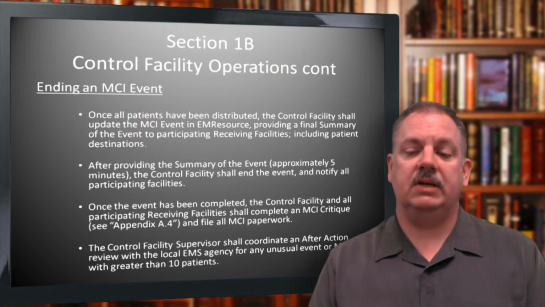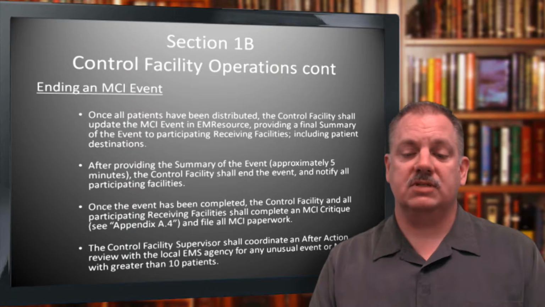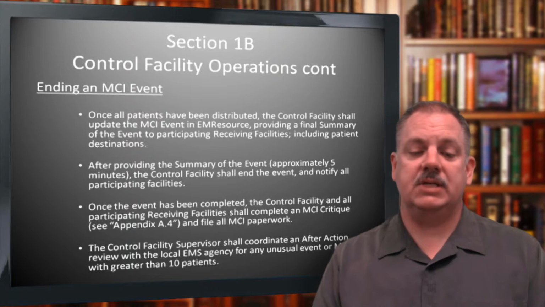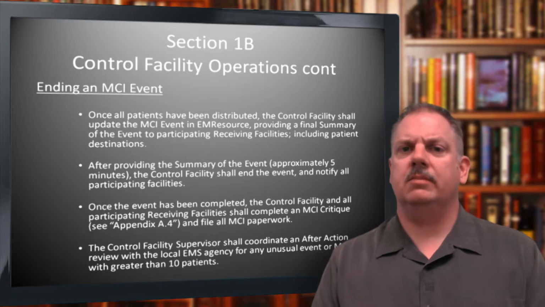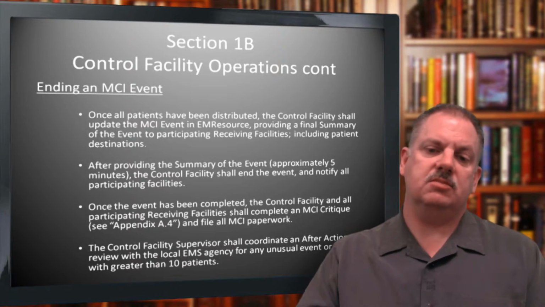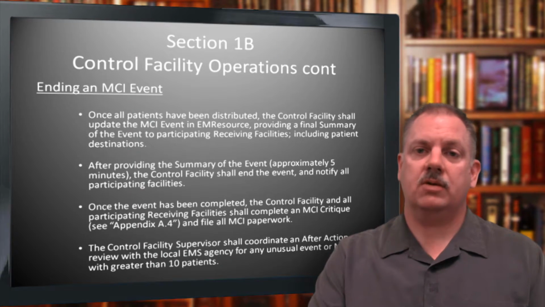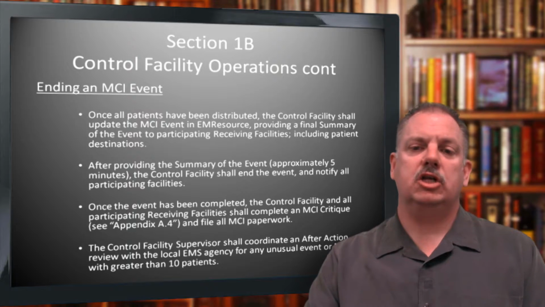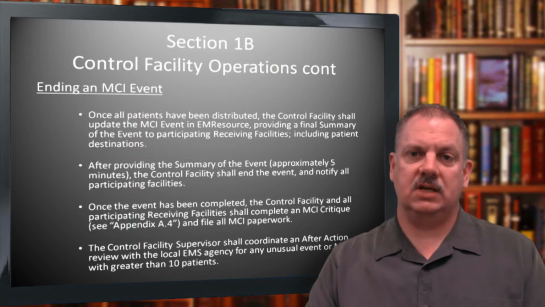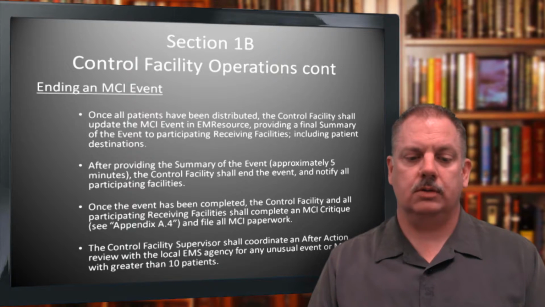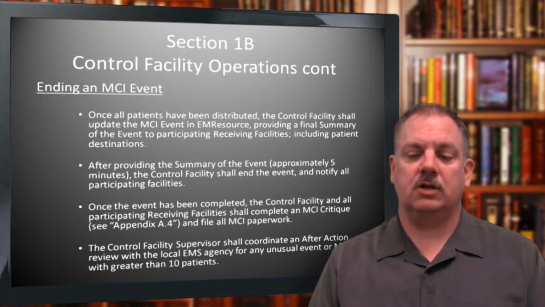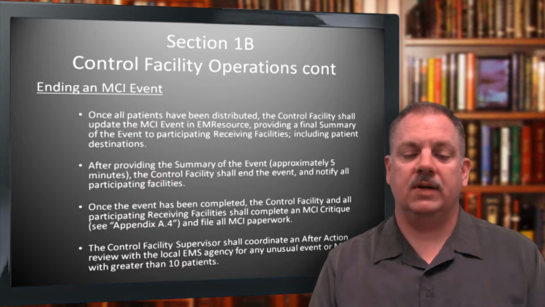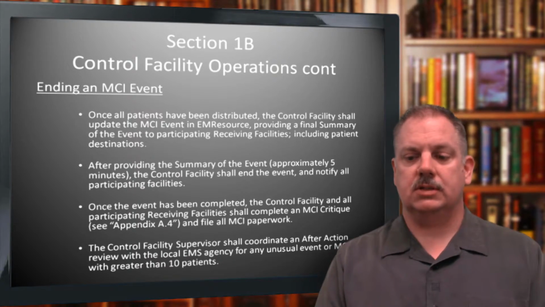Once the event has been completed, the control facility and all participating receiving facilities shall complete an MCI critique and file all MCI paperwork. It's also a good time for the control facility to meet, if possible, in person with the medical group supervisor or patient transportation group supervisor from the scene to review all the paperwork and review destinations for all those patients that were transported. The control facility supervisor shall coordinate an after-action review with the local EMS agency for any unusual event or MCIs with greater than 10 patients.